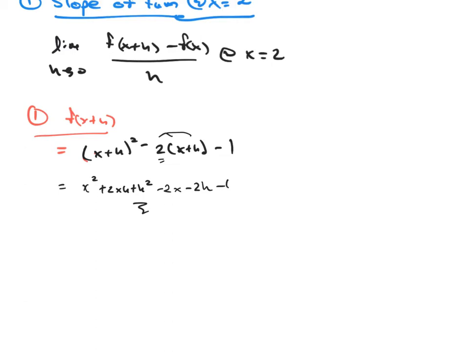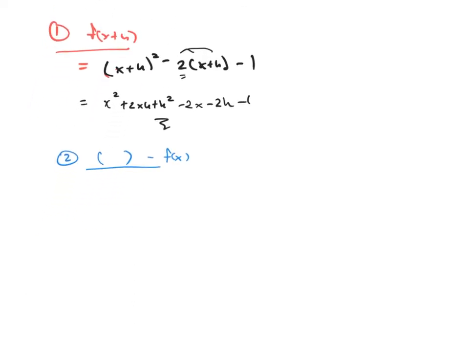What do we do now? Now, the second step is we take exactly what we got, and we want to subtract off the original function. Take exactly everything we just got, which was x squared plus 2xh plus h squared minus 2x, minus 2h, plus 1, whole bunch of junk, minus the original function. Please, please, please use parentheses here. You've got to remember to use parentheses. That would be x squared minus 2x plus 1, the original function.